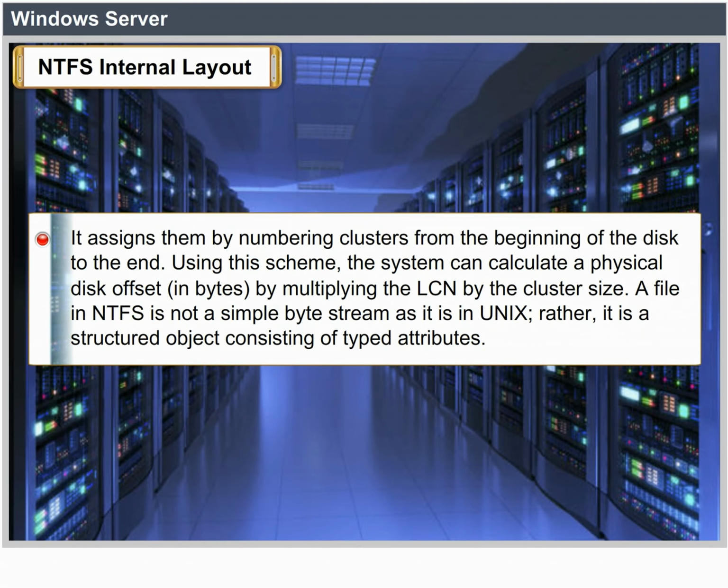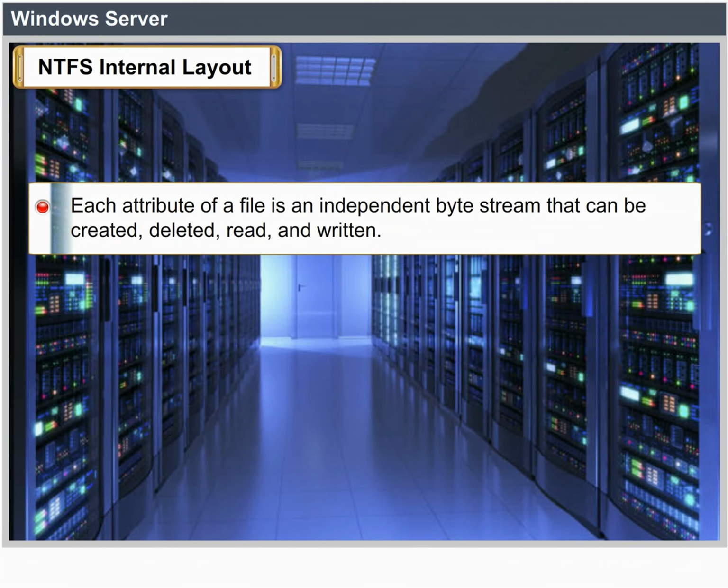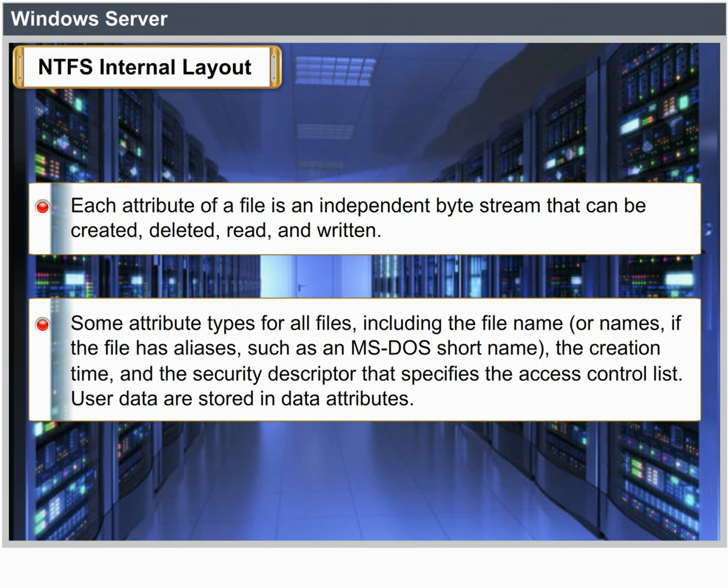Rather, it is a structured object consisting of typed attributes. Each attribute of a file is an independent byte stream that can be created, deleted, read, and written. Some attribute types are common to all files, including the file name or names, if the file has aliases, such as an MS-DOS short name, the creation time, and the security descriptor that specifies the access control list. User data are stored in data attributes.